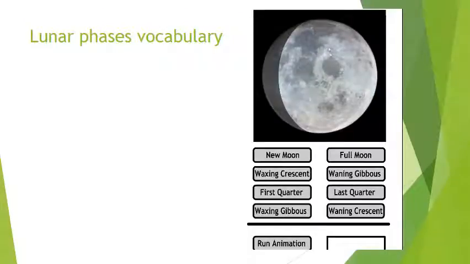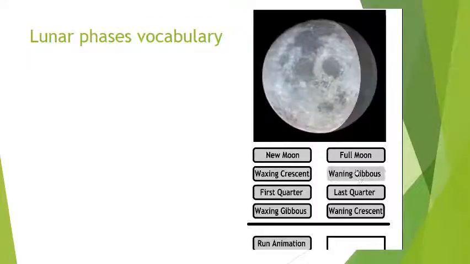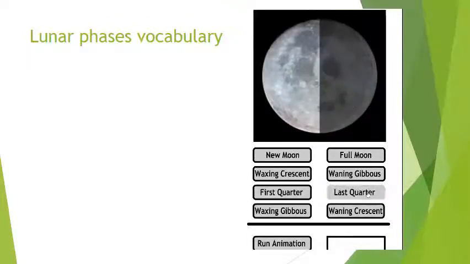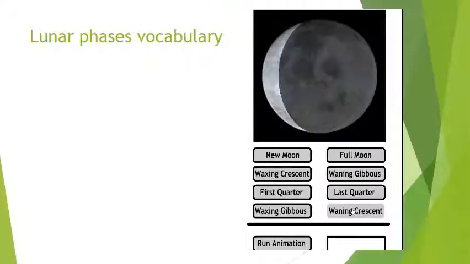Gibbous is when you're more than halfway lit up, but you're not fully lit up. Full, obviously, is when the entire illuminated side of the moon is facing the Earth. Here's another gibbous phase. Remember, gibbous is when it's more than halfway lit up, but not fully lit up. Here's another quarter phase. Remember, quarter is when it's halfway illuminated, just halfway illuminated. And then crescent is when, oops, that part of my simulation seems to have paused. That's interesting. There we go. Waning crescent phase, again, is when it's less than halfway lit up.